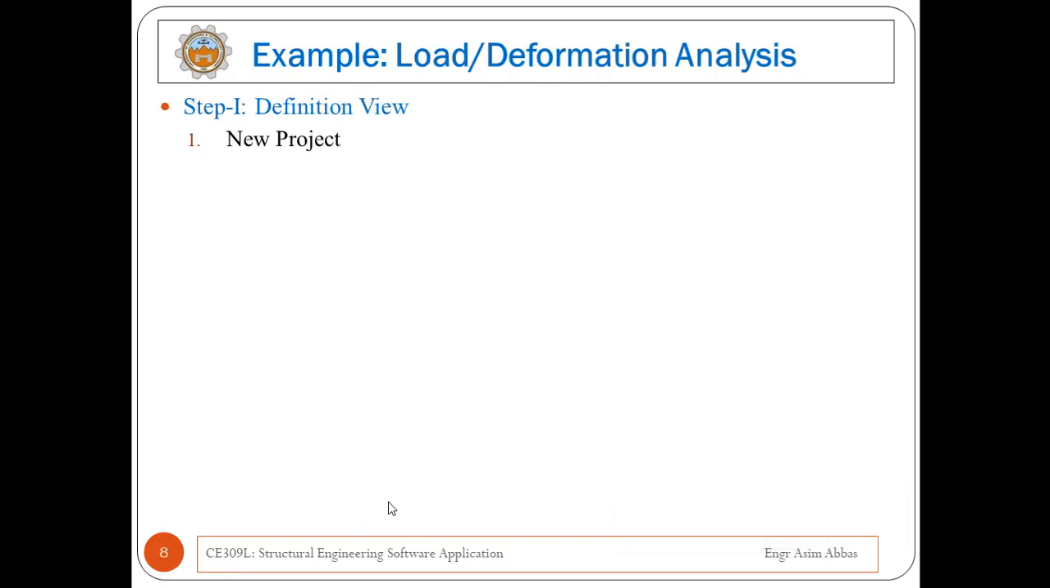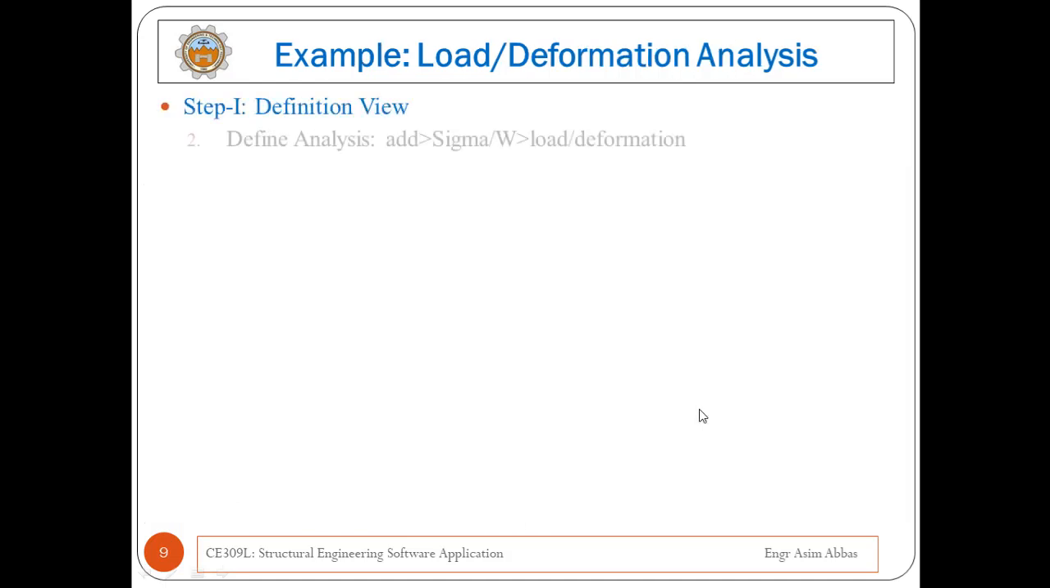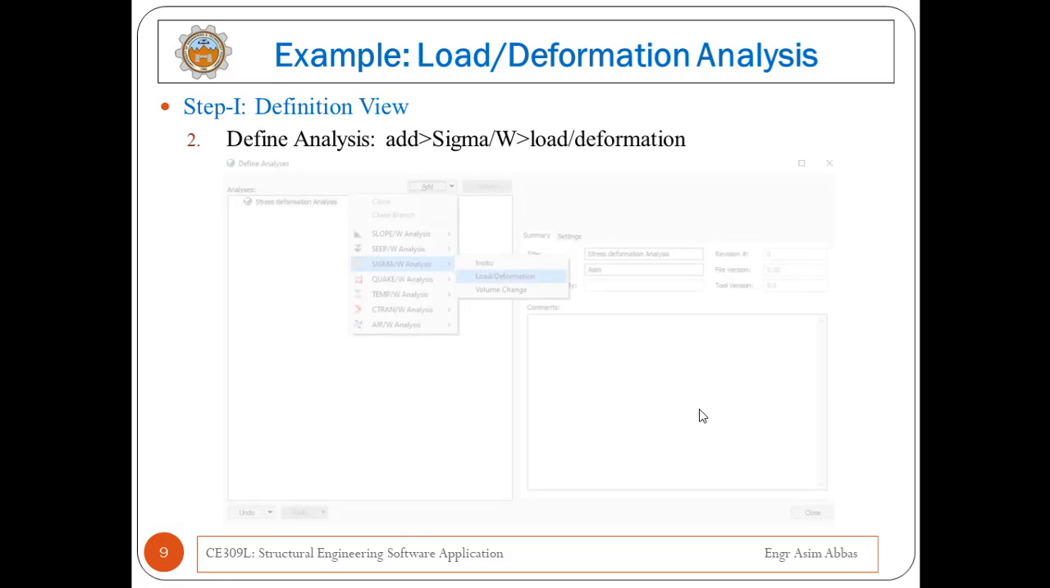Okay, first step is to create a new project. So when you open your GeoStudio software, this window will appear. From here you will click on New, and then you will set your page size, and then click on Create. So the define analysis window will open.